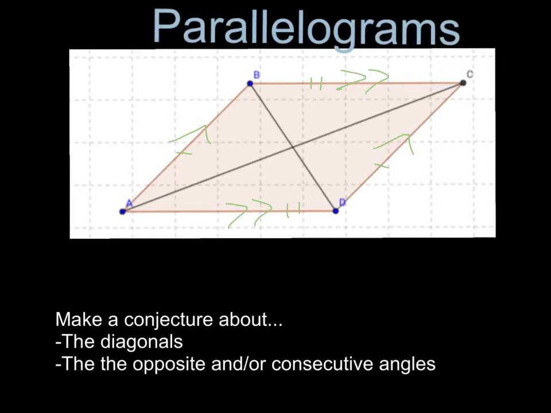So on the note sheet that you have, you should make a conjecture about these diagonals here, what you think might be true about them, as well as a conjecture or so about the opposite angles or maybe the consecutive angles. Might be something there that you think might be true, and we'll investigate it further in class. So just jot down some ideas.